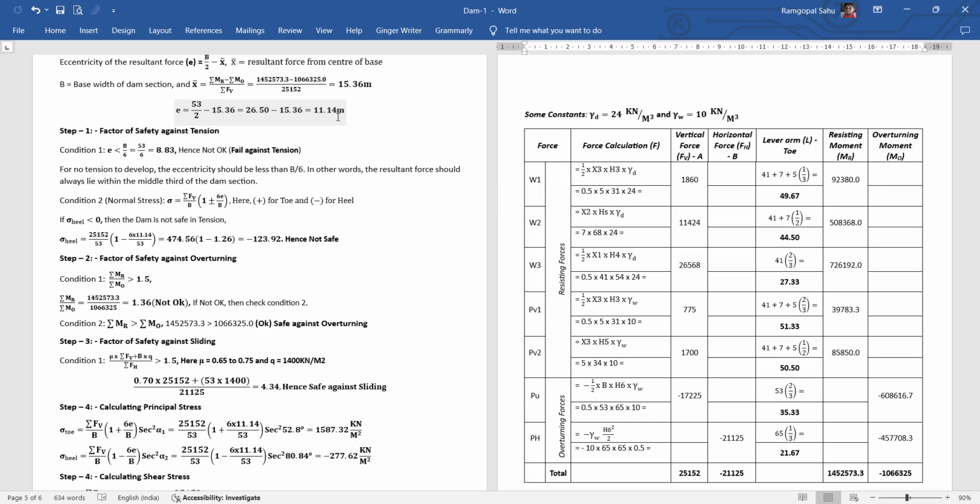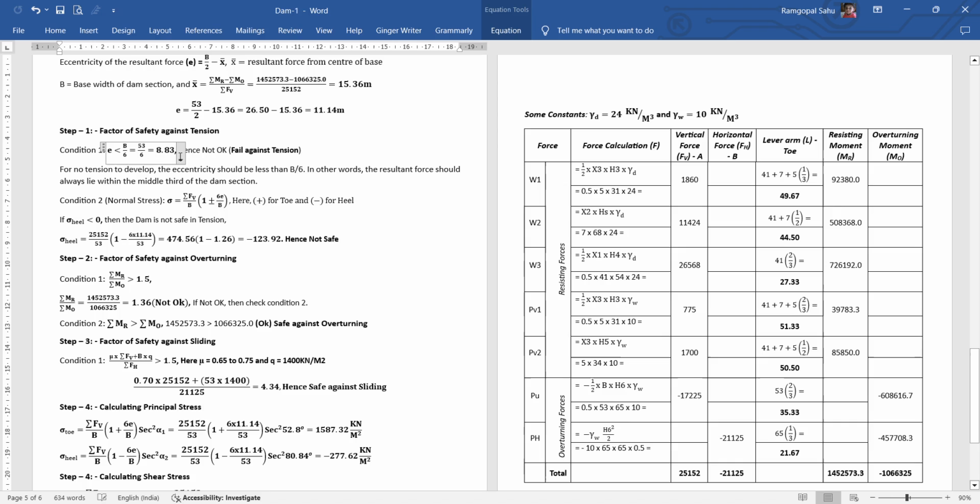So condition 1 says that the eccentricity must be less than B by 6, and B by 6 is nothing but 53 by 6, that is 8.83 meter. But our eccentricity is more than 8.83, which means the condition says that it fails against tension.